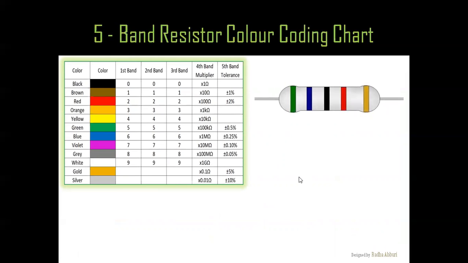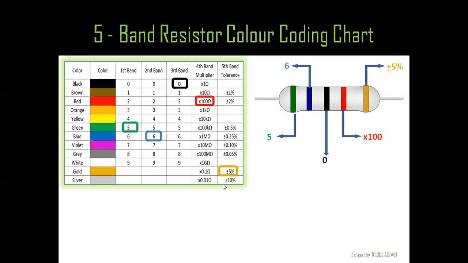The first color, green, takes the value 5 from the table. The second color, blue, takes the value 6. The third color, black, takes the value 0 from the table. The fourth band takes the value 10 to the power of 2, as it is colored in red. It represents the value into 100. And the fifth band takes the value from the table. Because it is colored in gold, you will have to consider it as plus or minus 5%. That is the tolerance for this resistor.